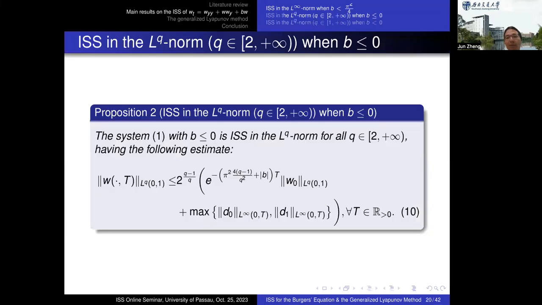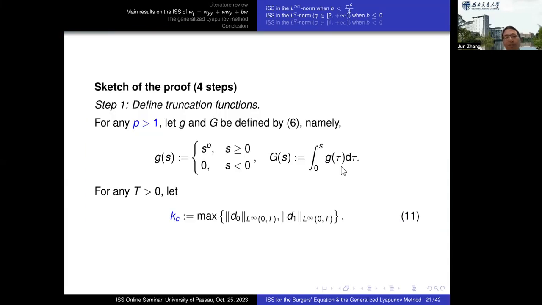Now let's look at how to prove the ISS in the spatial L^q norm for any q no less than 2 when b is negative. In fact, we can prove this estimate holds true. Here we take maximum between only 2 terms. Because b has been negative, there's no need to make transformations.